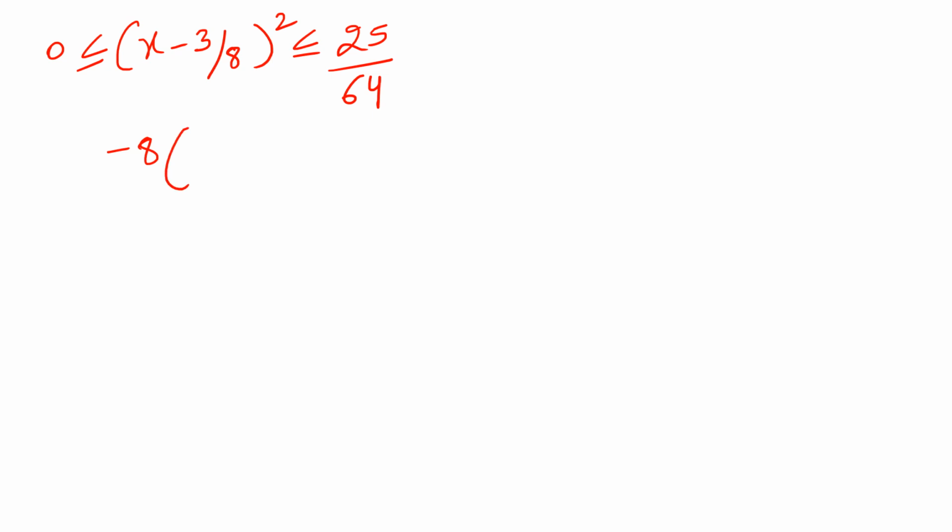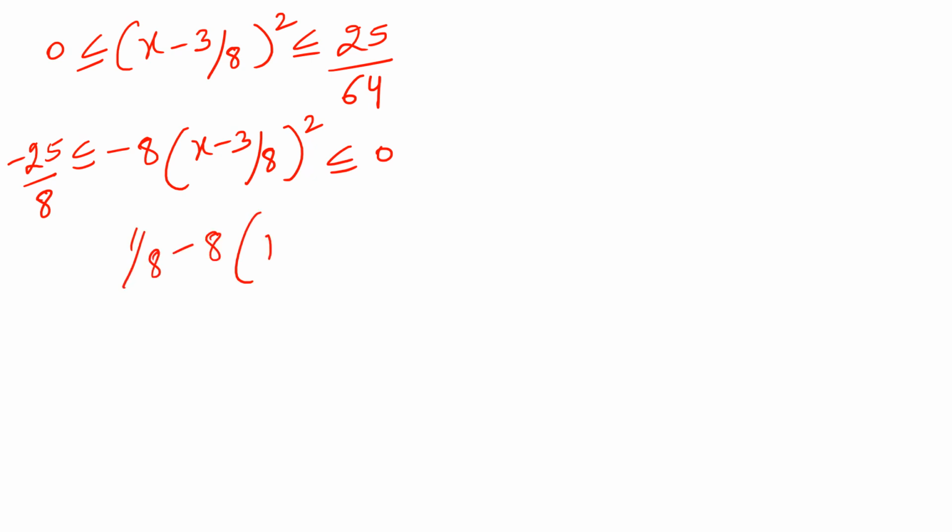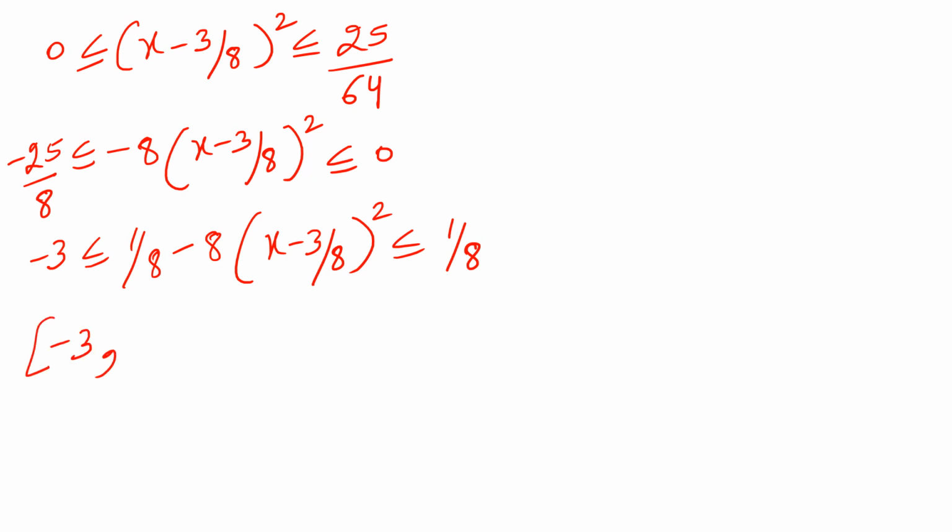Now students, I can say that x minus 3 upon 8 whole square will be greater than or equal to 0 but less than or equal to 25 upon 64. Now just multiply this inequality by minus 8 throughout. So now this lies between minus 25 upon 8 to 0. Now add 1 upon 8 throughout this inequality so as to get the range of the quadratic polynomial. And the range of the quadratic polynomial comes as closed interval minus 3 comma 1 upon 8.